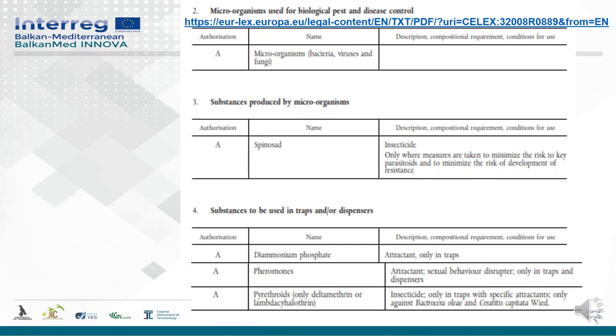Pyrethroids, only deltamethrin or lambda-cyhalothrin, which is an insecticide and is allowed to be used only in traps with specific attractants, only against Bactrocera oleae and Ceratitis capitata.